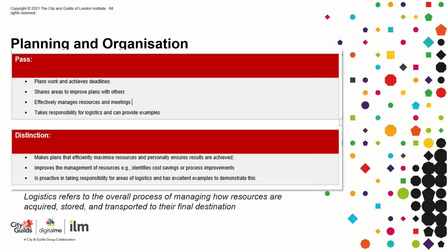Similarly, some apprentices tell their assessor that they simply don't do logistics. Again, if they don't do any logistics whatsoever, they will not pass. It's as simple as that. But it's important to look at what logistics means and make sure apprentices are given every opportunity. The definition of logistics refers to the process of managing how resources are acquired, stored and transported to their final destination. So we can consider examples such as arranging travel, accommodation, stock control and planning events.